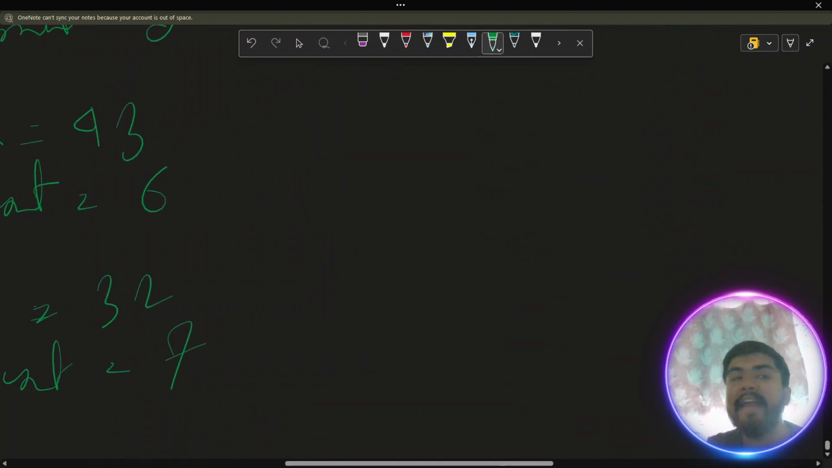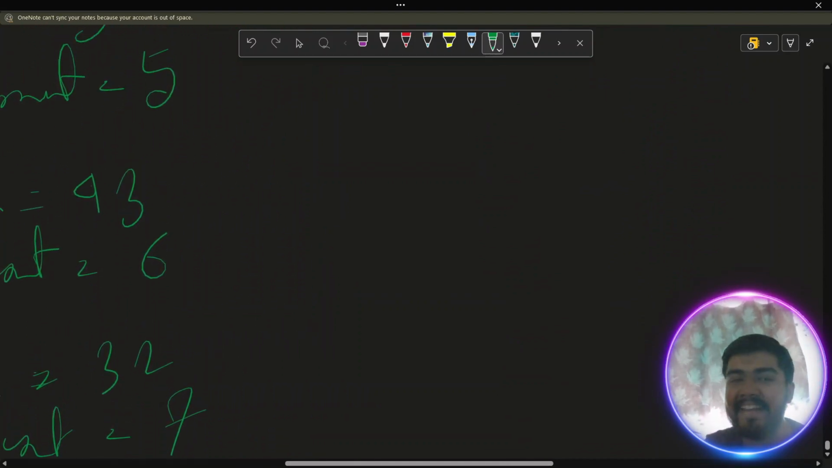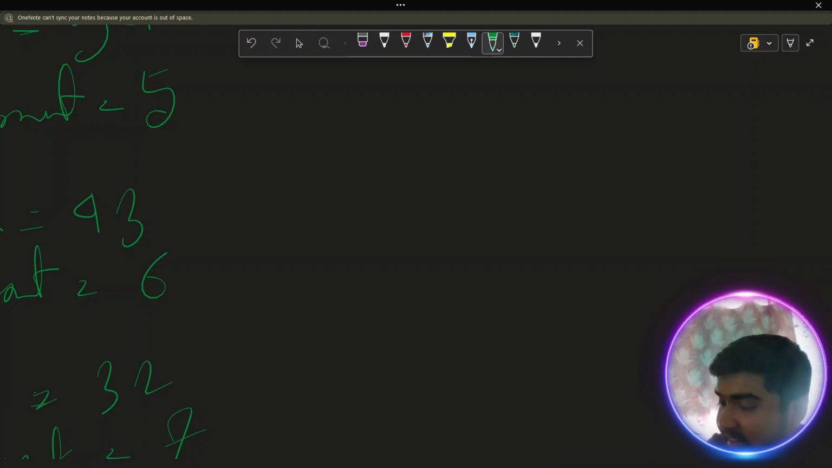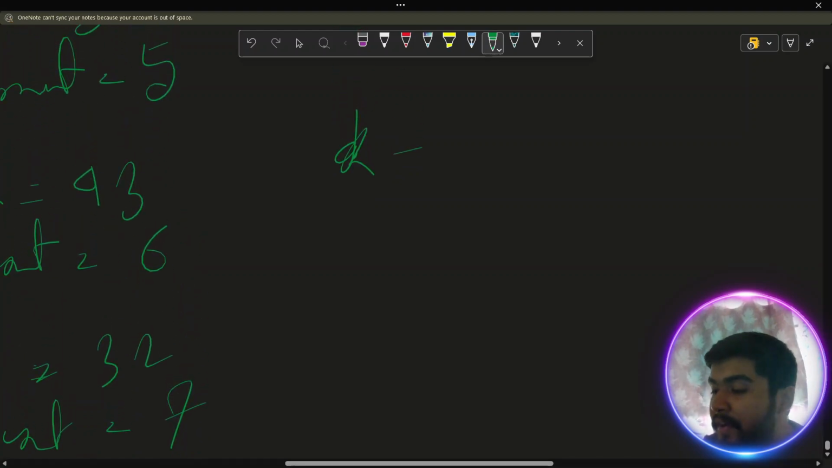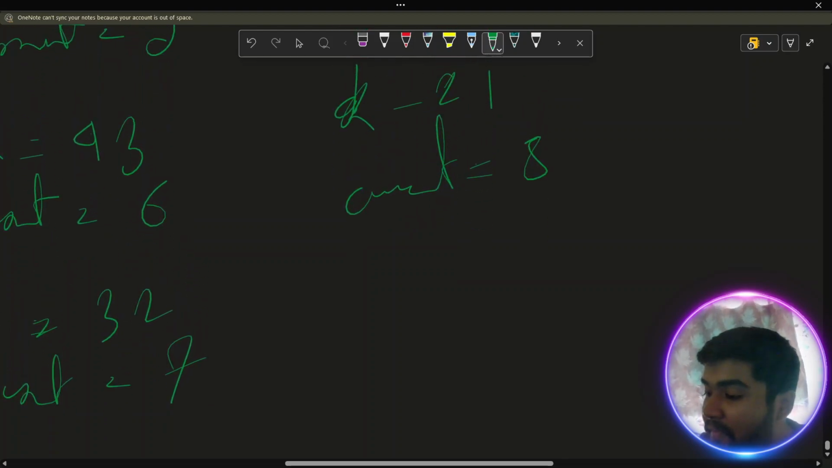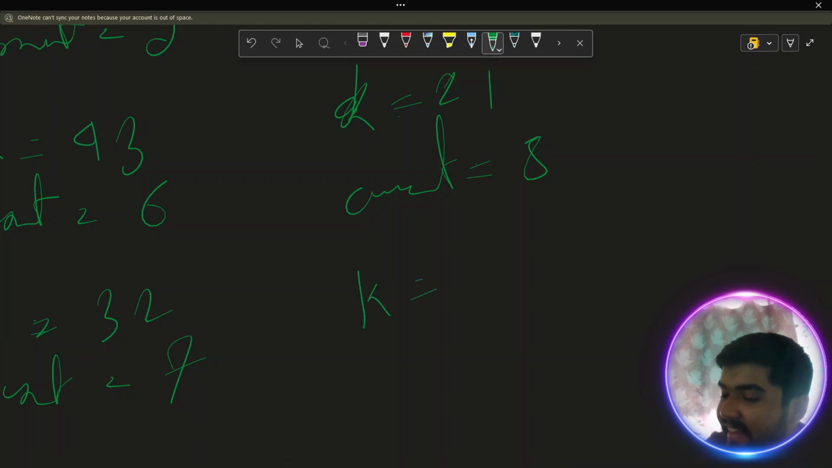Now again 7, 8, 70, 80. Right? Delta is how much? Delta is 11. K becomes, where we left, 32, so 21. Current becomes 8. Now 8, 9, 80, 90. K becomes 21 minus 11, that is 10. Current becomes 9.